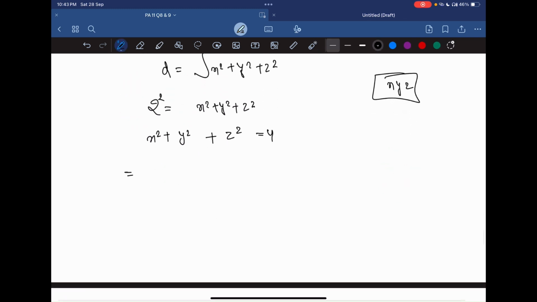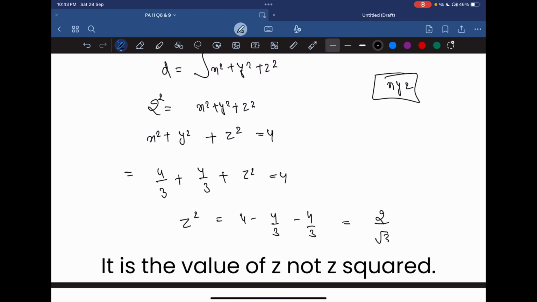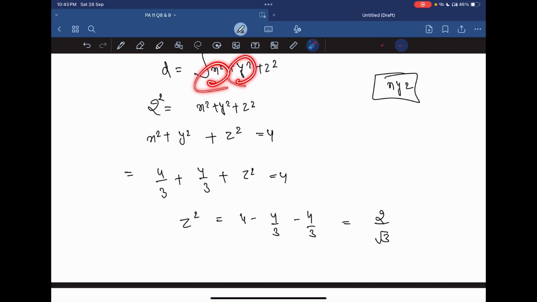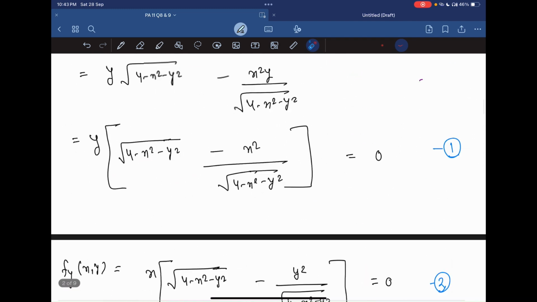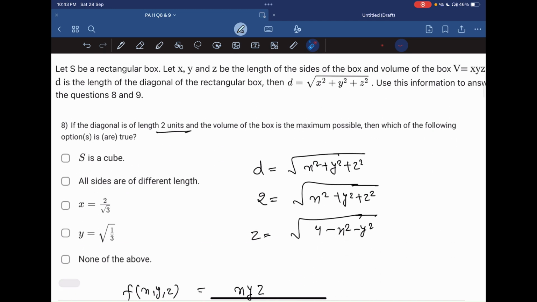So if we just put this value here, 4 by 3 plus 4 by 3 plus z square is 4, we will get z square as 4 minus 4 by 3 minus 4 by 3, that is z is 2 by root 3. Notice all the x, y and z values are the same, that is 2 by root 3. So now if we look at the options, it is a cube because all three sides are the same, x is equal to 2 by root 3, and the rest of the options are wrong.